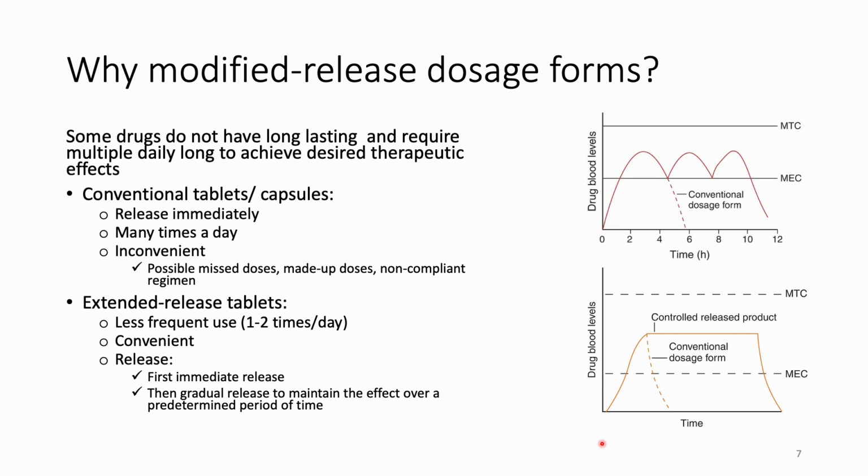However, for the extended release drug, this is a graph to show the extended release profile. For the extended release profile, there is only 1 dose per 12 hours. First of all, the first immediate release will happen when the extended release drug is taken, and then the remaining dose still releases the drug gradually with time, and it still maintains a very stable concentration of drug within the therapeutic window.